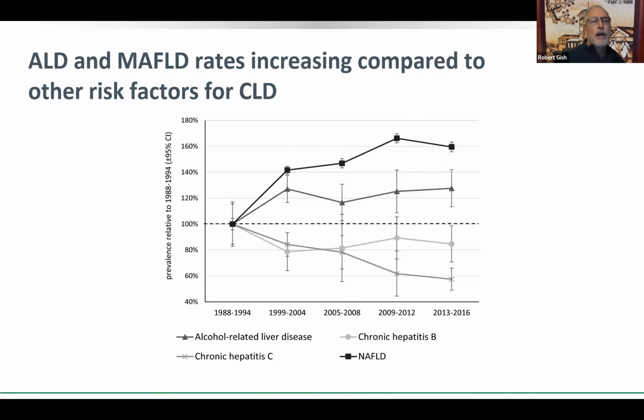Here's a nice graph just talking about alcohol and metabolic associated fatty liver disease. This only goes up to 2016, but during the COVID pandemic, these numbers have skyrocketed. It's a huge problem of alcohol and obesity, calorie intake, sedentary weight gain that's all happening over the last 2 years, leading to another pandemic within a pandemic.